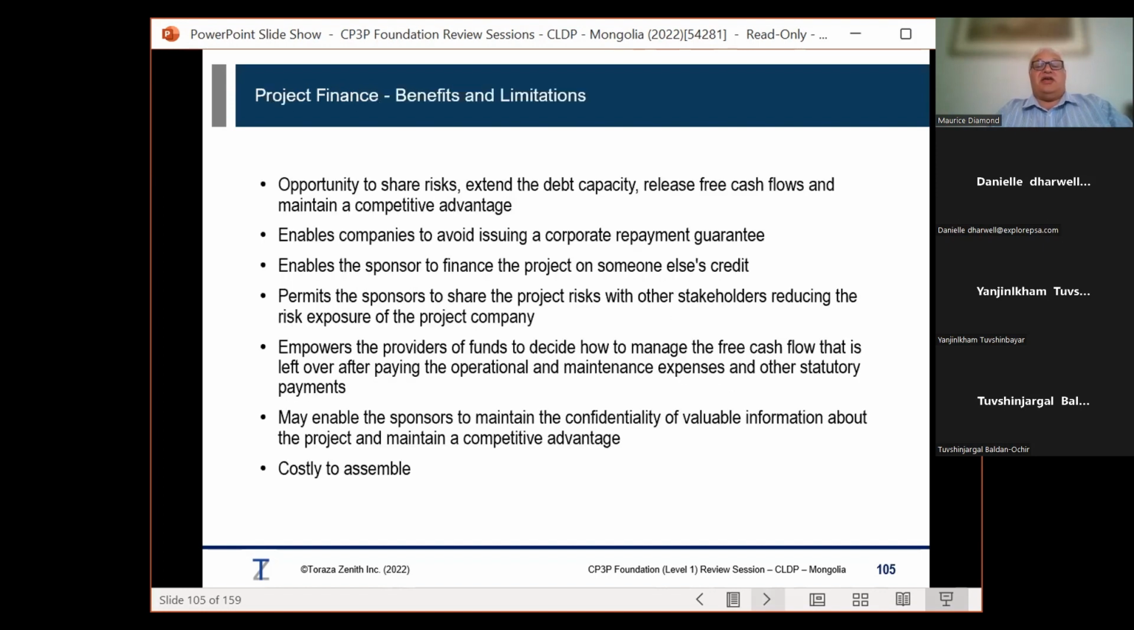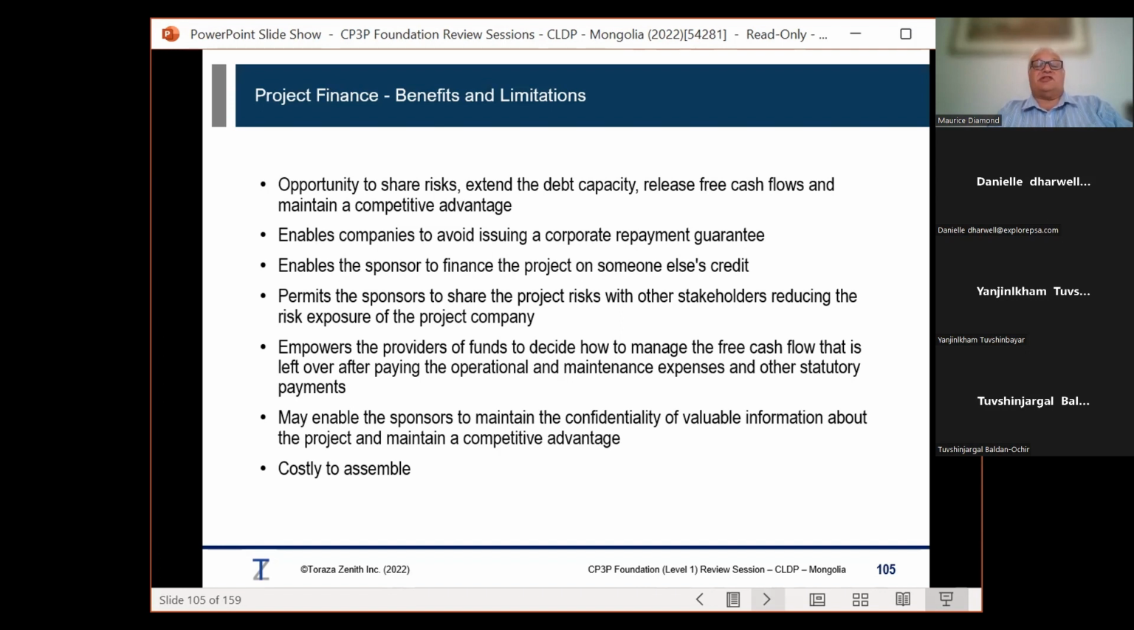Right, well, with project finance, we have the opportunity to share risk, to extend the debt capacity and release cash flows and maintain a competitive advantage. It enables companies to avoid issuing corporate repayment guarantees, because as we said before, the parent companies don't necessarily want to be exposed to the SPV's liabilities. So they'll try and avoid having any recourse. Now, there is limited recourse rather than zero recourse in PPPs, and that's normally during the construction phase. There'll be limited guarantees given by a parent company.